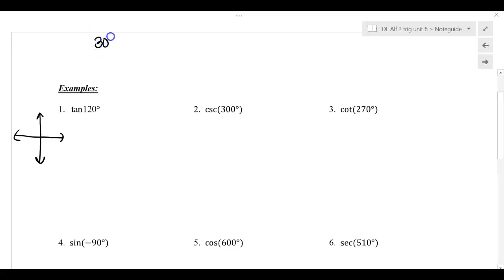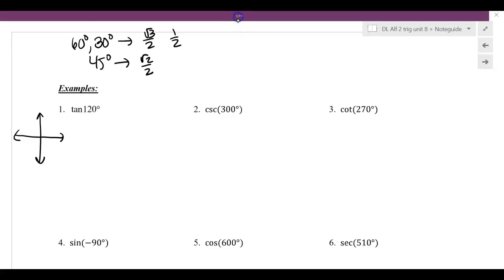So I have 30 degrees and 60 degrees associated with these two numbers, rad 3 over 2 and 1/2, because I know that those show up everywhere. And I have 45 degrees associated with rad 2 over 2. And if it's one of the angles like 90 or something like that, I know to use 1 and 0. That's literally like all that I have memorized. And otherwise, I just kind of picture the position.